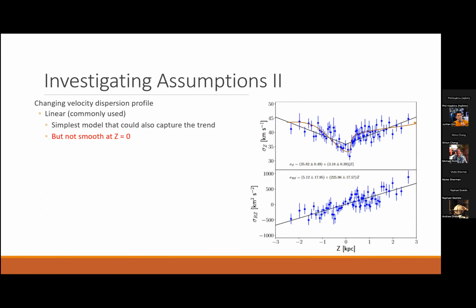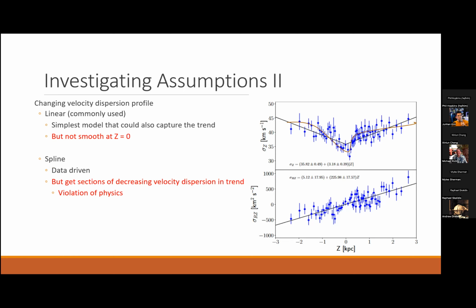How about the velocity dispersion profile? Well, it's linear, as we have used here. It's a simplistic model that could also capture the trend. But once again, it's not smooth at the midplane. A spline is a much better alternative. It's data-driven, so you could avoid assuming some kind of model, since more likely than not, there's no analytical model that could describe the velocity dispersion of the entire galaxy.